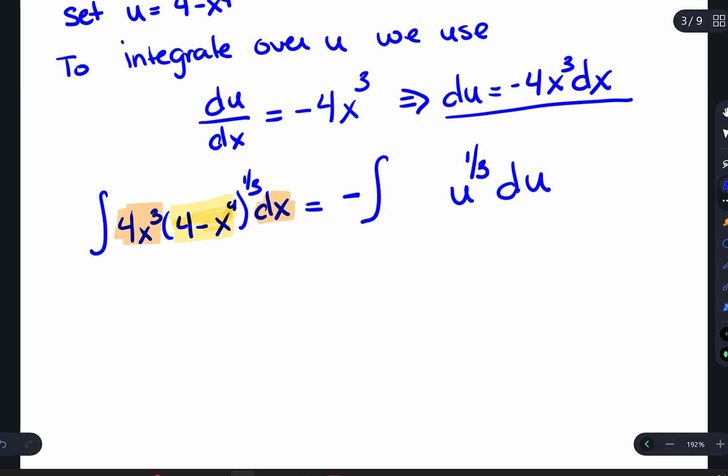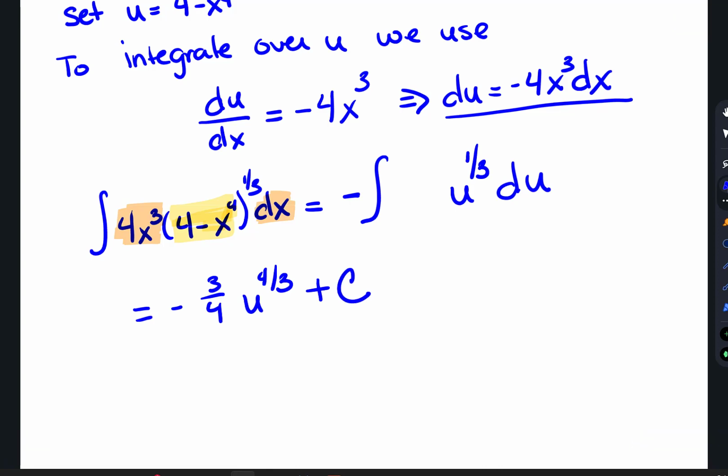Now we can take the integral. Here we have u to the minus 1/3 du. So this is very similar to the problems that we've seen before, and we're going to use that reverse power rule. And this is equal to minus 3/4 u to the 4/3. And then as we've seen before, we do need to add on that constant because we really have a whole family of antiderivatives here.